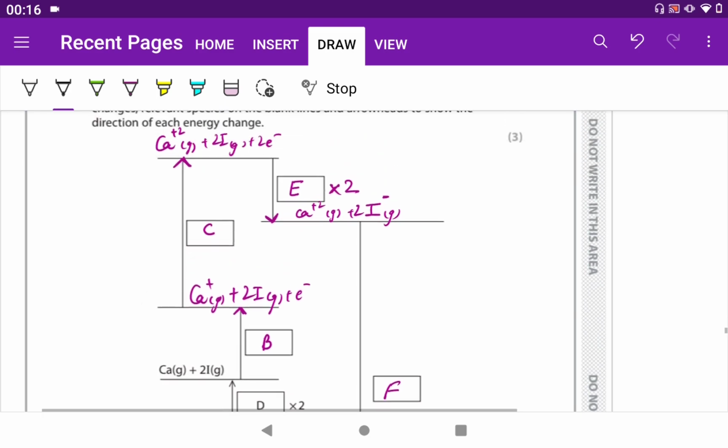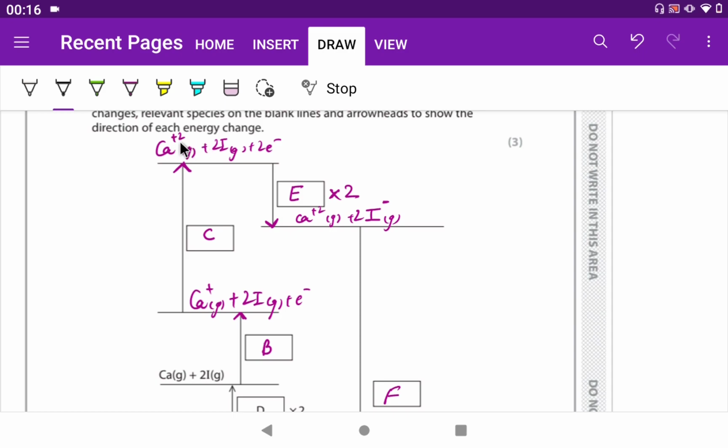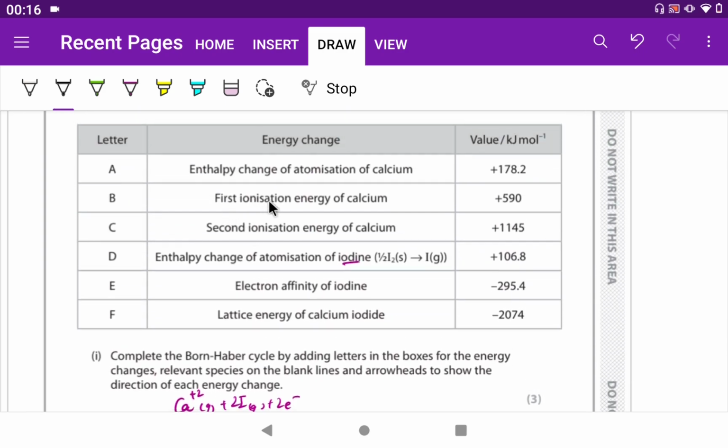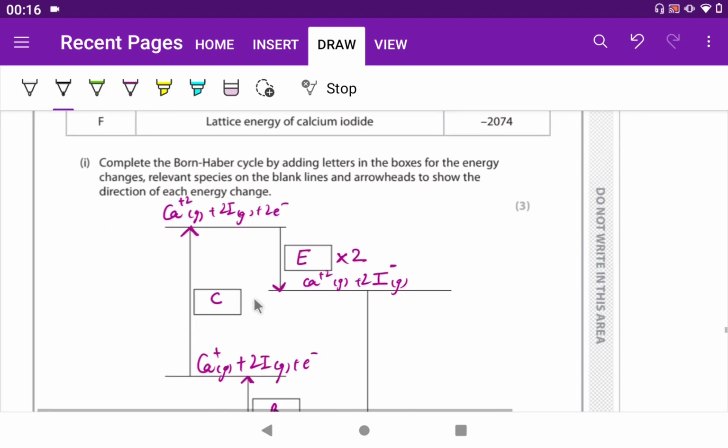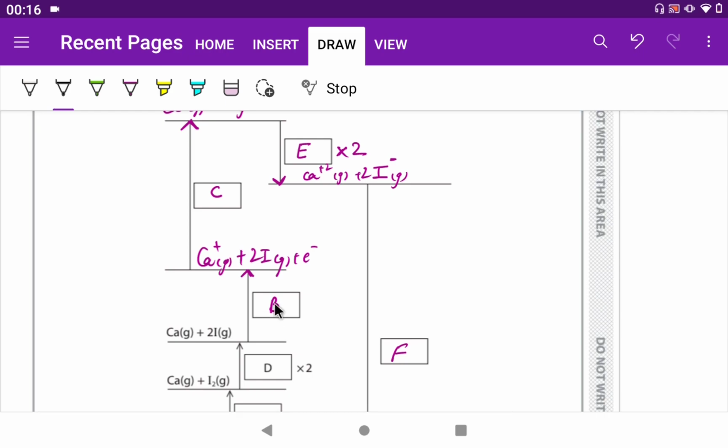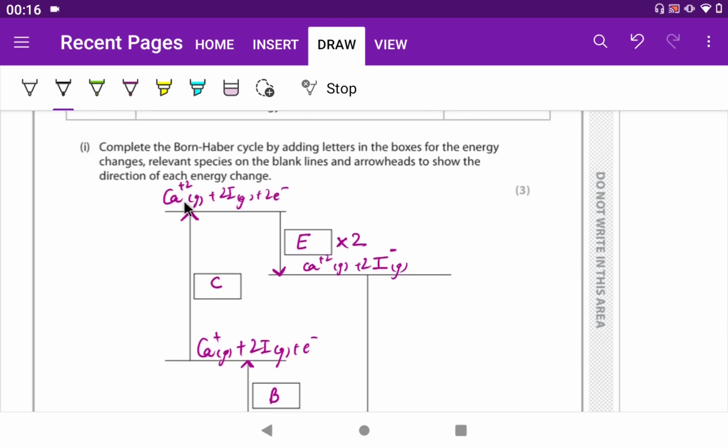Okay, here it is becoming calcium plus. So this should be B, and B what? First ionization energy of calcium. So the first ionization energy of calcium, and the reaction will be this, and C will be here because it's a second ionization energy of calcium, and it will be this, and after this E will be what?